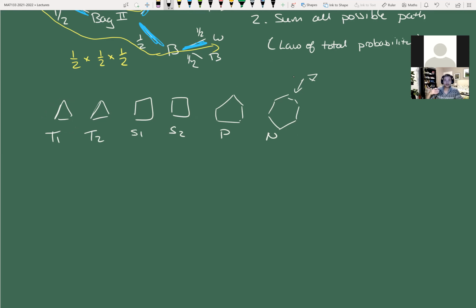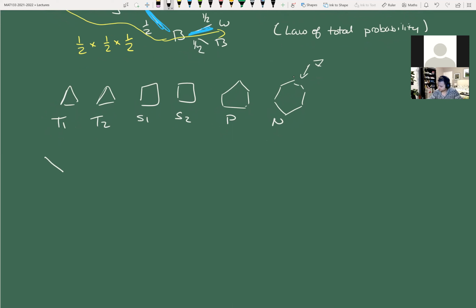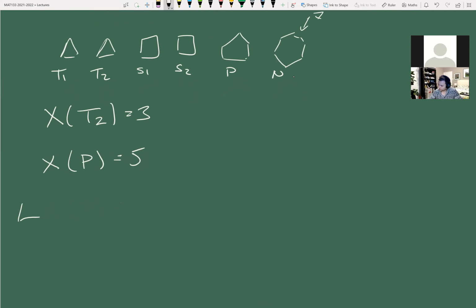So what we want is the expected number of sides, right? So I'm going to define a random variable, and it's going to output the number of sides. So what is the output of T2? How many sides does that triangle have? The second triangle. Perfect. Okay, and then how many sides does the pentagon have? Great. Okay, and now what is the expectation of a random variable?